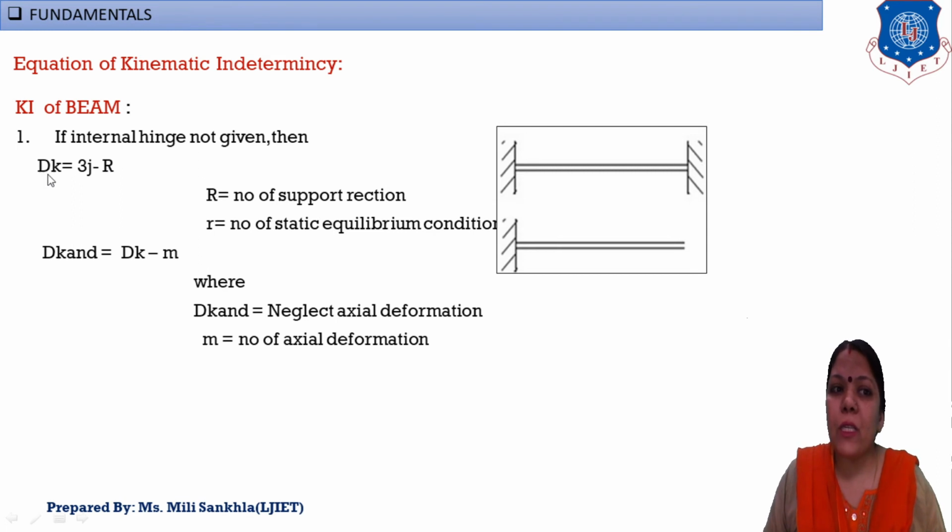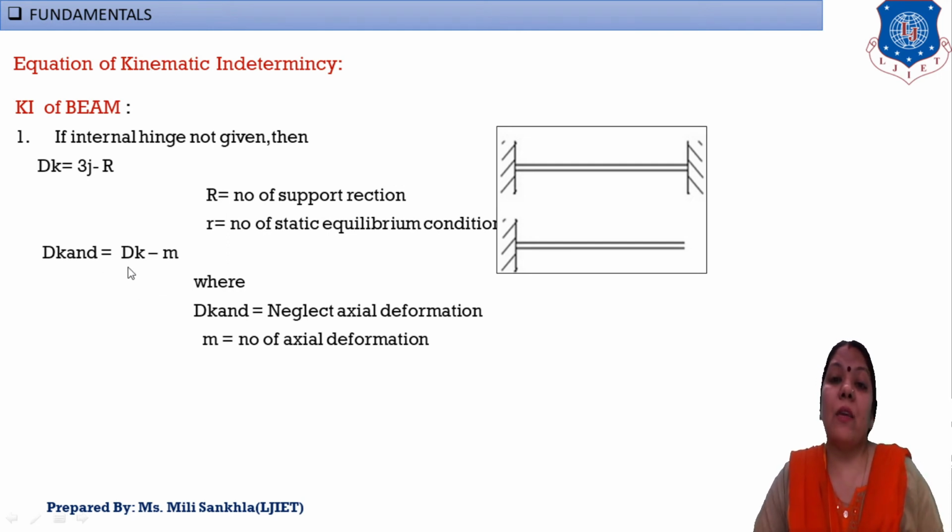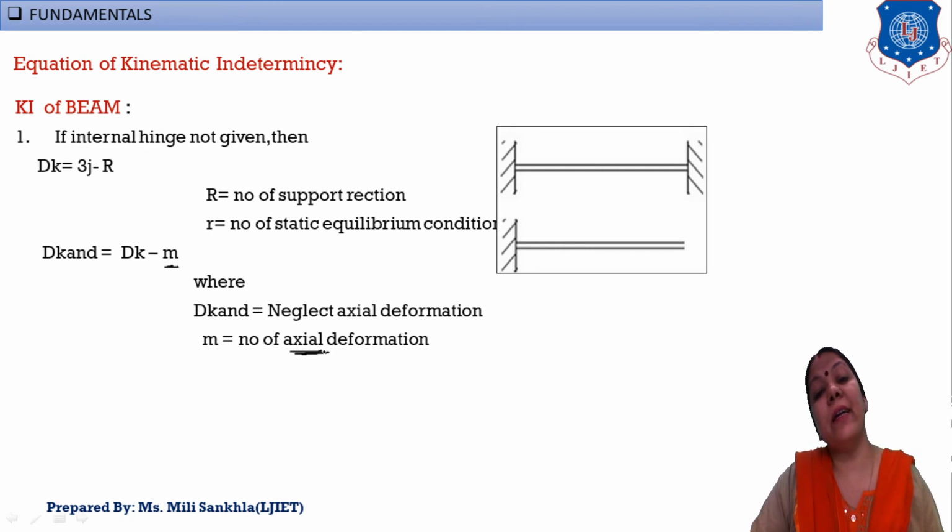After finding this kinematic indeterminacy, we find out neglect axial deformation, that means dk NAD. What is the equation of this dk NAD? Dk NAD is equal to dk minus m. Dk we already found, and m is equal to number of axial deformations. How we neglect this axial deformation, I will explain at the time of SI and KI of beam.